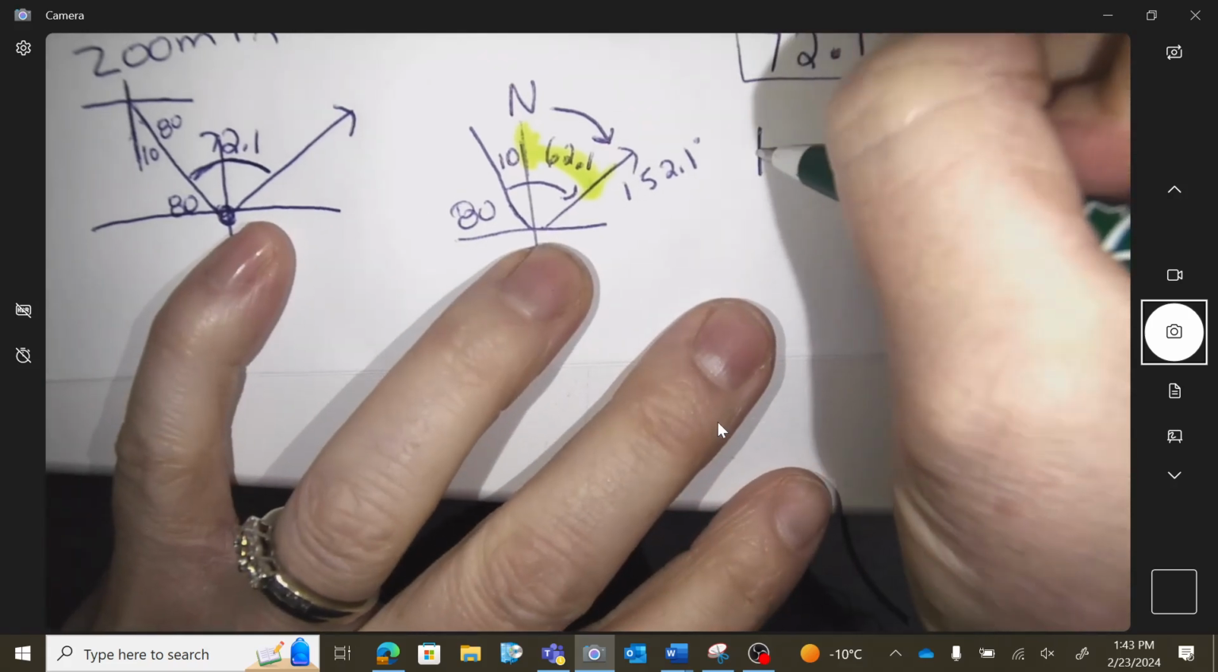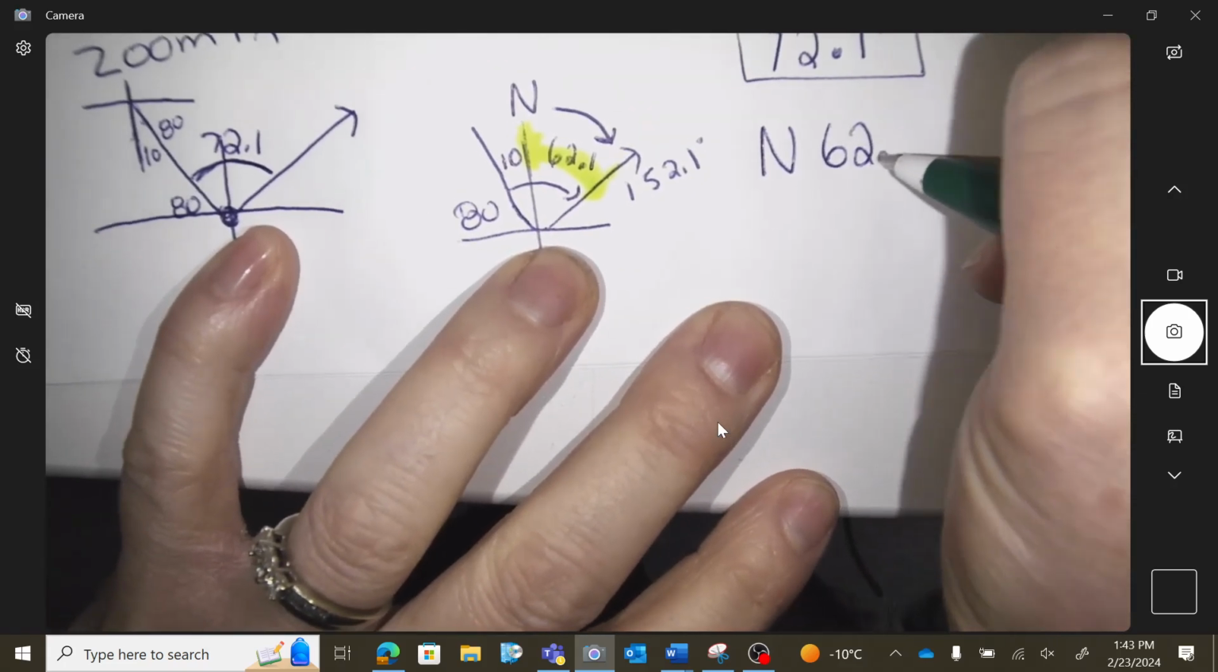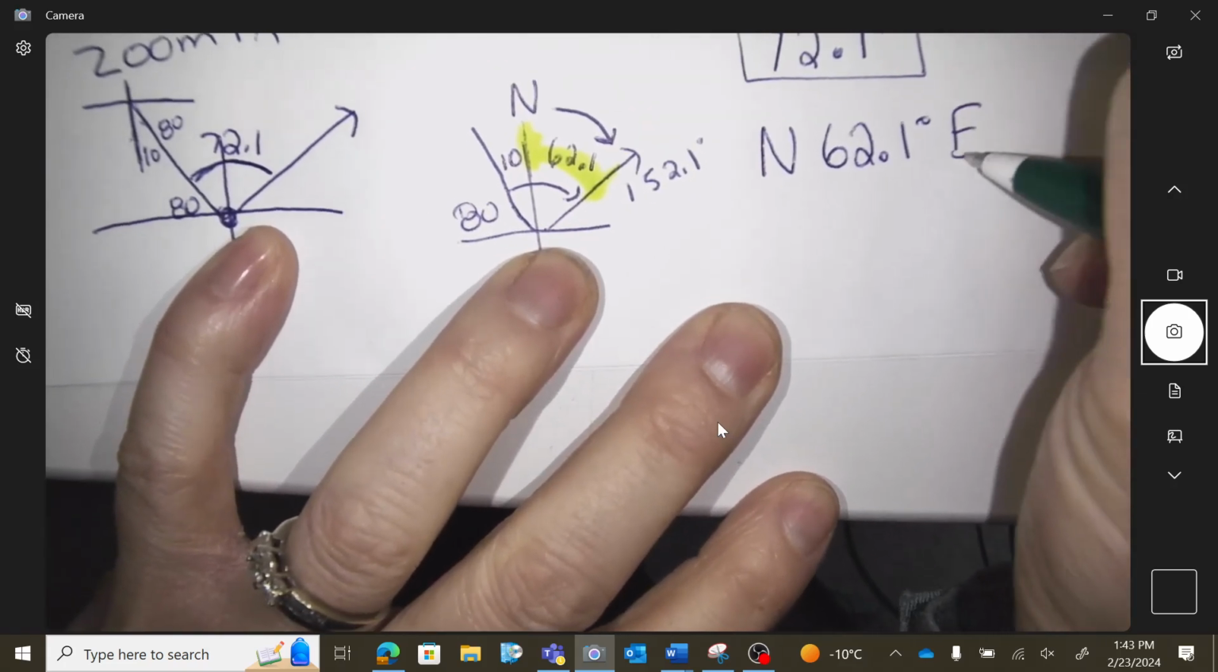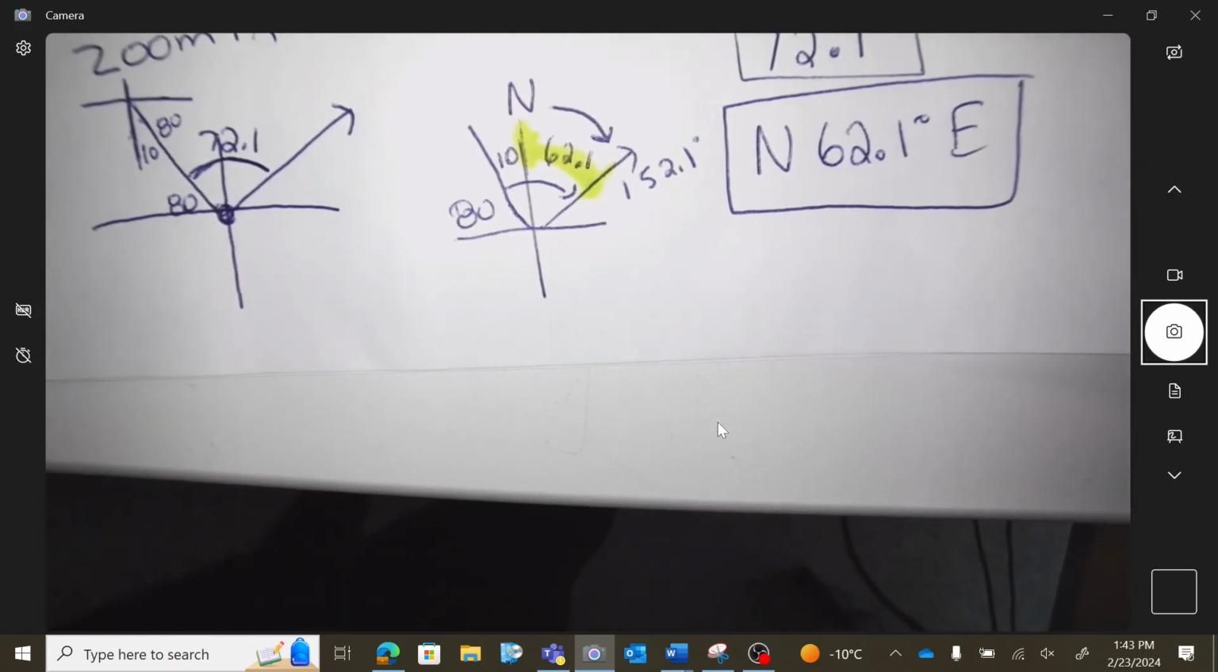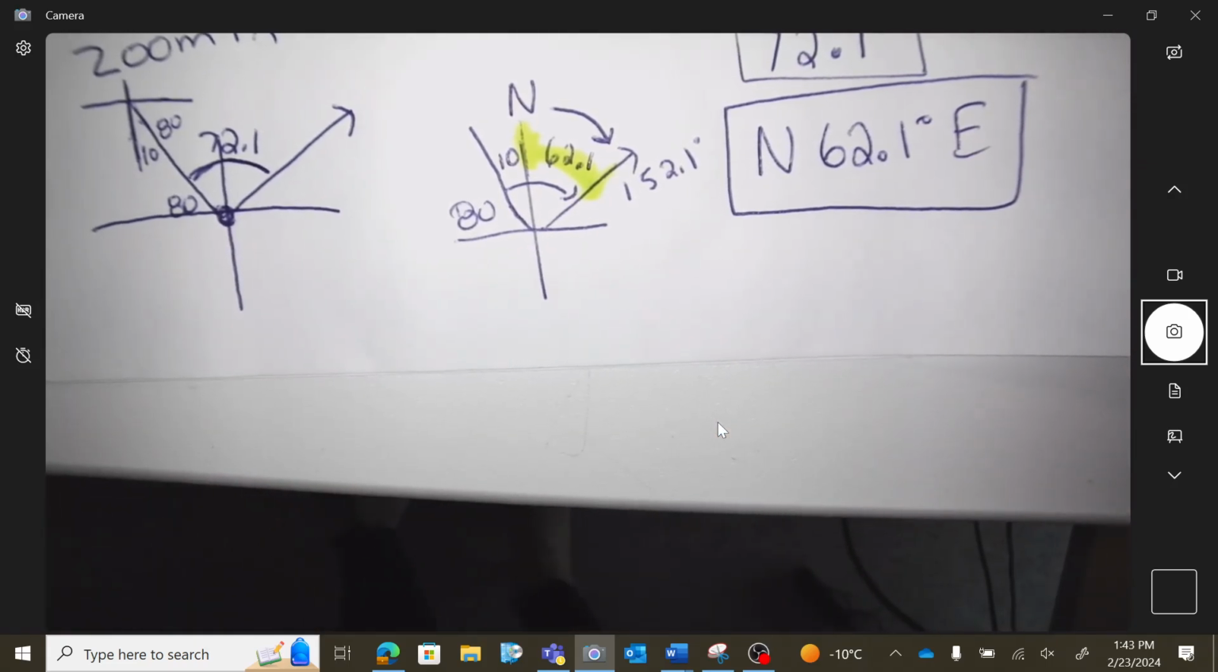So my answer would be north 62.1 degrees towards the easterly side. That would be my direction part. Okay, that's probably the hardest part of that word problem stuff.